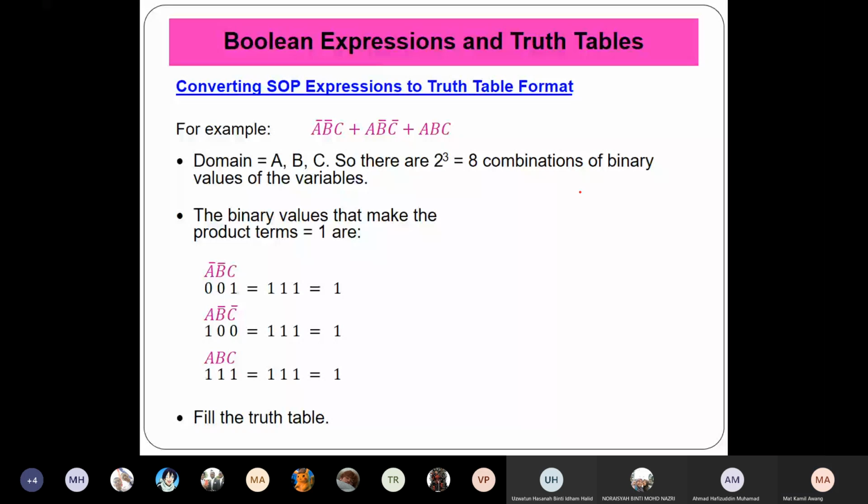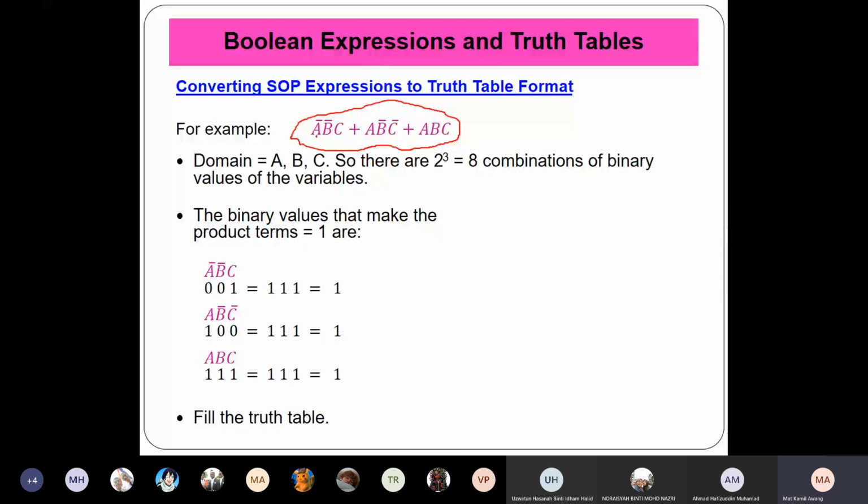So first, if you want to convert an SOP expression to truth table format, let's say you have an expression of this: A bar B bar C plus A B bar C bar plus A B C. So from here, step one is to find the domain. What is the domain? The domain is A, B, and C. So there are 2 to the power of 3 combinations. So you have 8 combinations of binary values of the variables. So what are those 8?